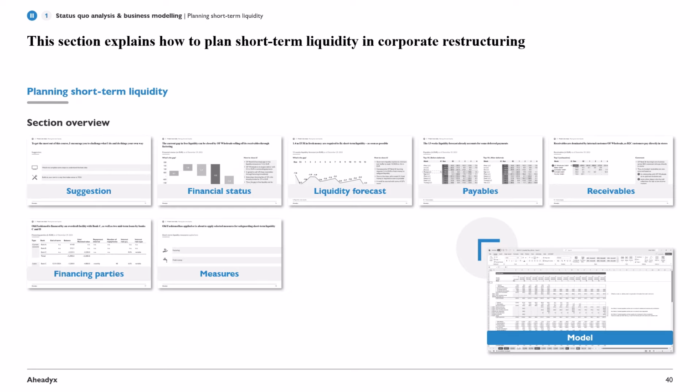So let's kick this off with a suggestion for you how to get most out of this video. Then we will look into the financial status, the liquidity forecast, just as mentioned, top 10 payables and receivables. For the payables, we also will consider some deferrals. I'll give to you an overview of the financing parties, and eventually I'll wrap this up by summarizing the measures that were already applied or that are about to be applied in this case study.